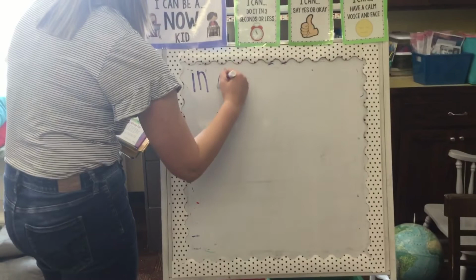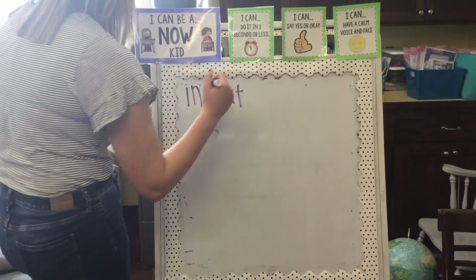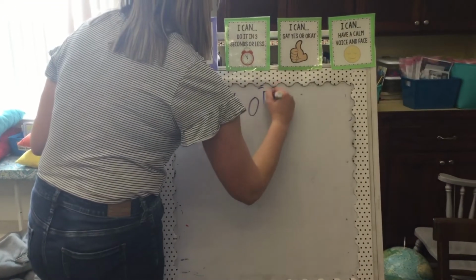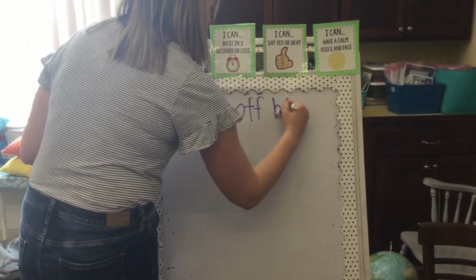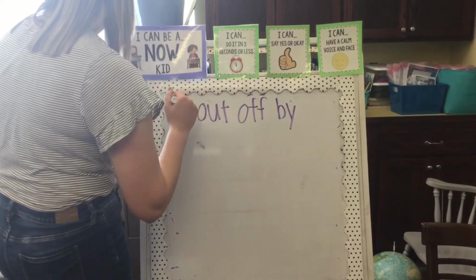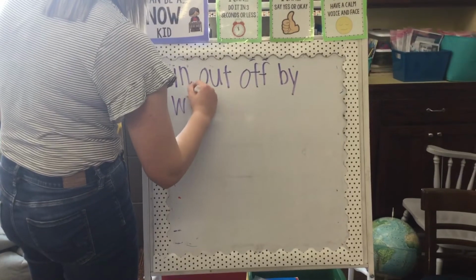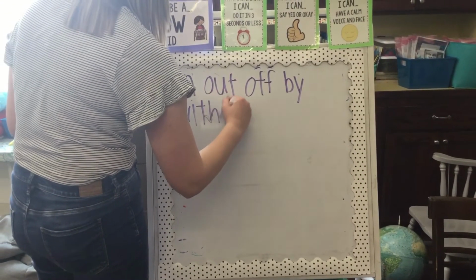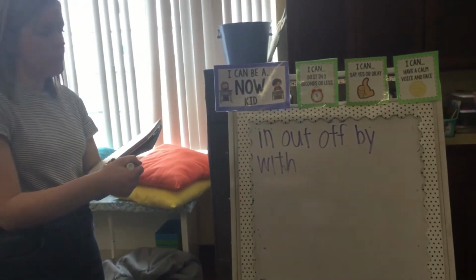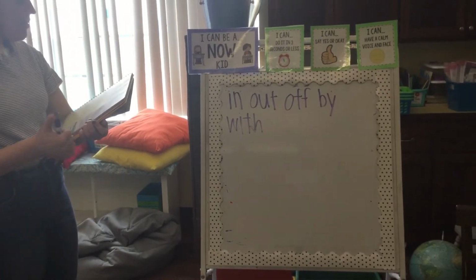In, out, off, by, and with. Those are the ones that we're going to talk about. There are a lot more prepositions out there, but those are the ones we're going to look at.